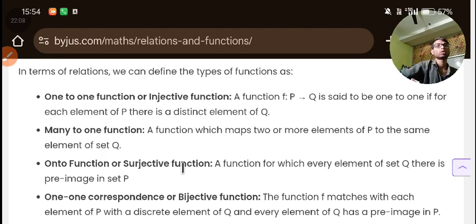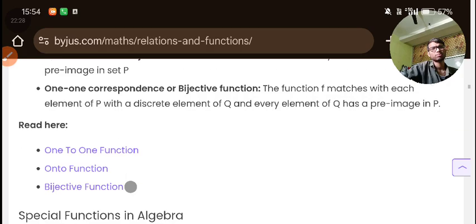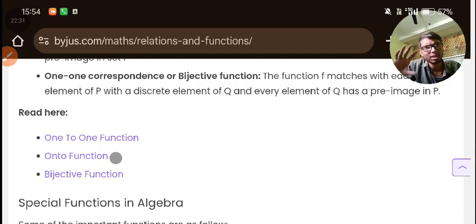Many-to-one: a function which maps two or more elements of P to the same element of set Q. Onto function or surjective function: a function for which every element of set Q has a pre-image in set P. Then the bijective function, the one-to-one correspondence, which we will see in detail.